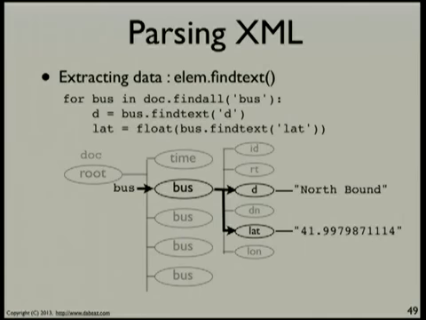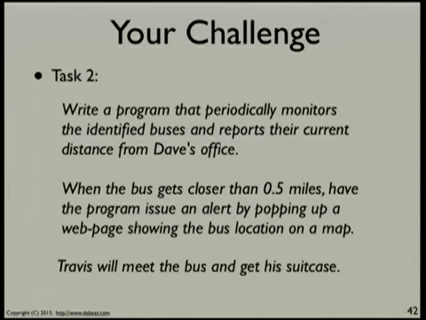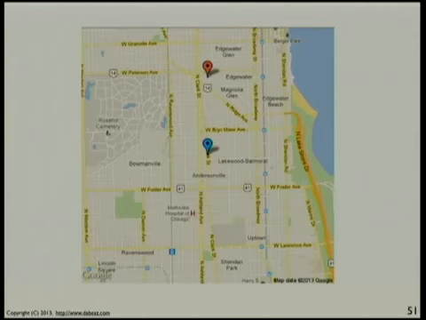If you want to do anything with a map, one of the things that I wanted you to do in the challenge here is if a bus actually got closer than half a mile to my office, I wanted you to pop it up on a map in a browser with a pin on it so that you could actually see where it was. If you want to do that, there's a lot of options, but an easy one that I'll have you look at is maybe the Google Static Maps API. You're going to have to look at the documentation a little bit for that, but it turns out that it's actually quite easy to just fire up a browser in Python. You can just use import webbrowser, you point it at something and it'll pop up a browser. So you'll get something like that.